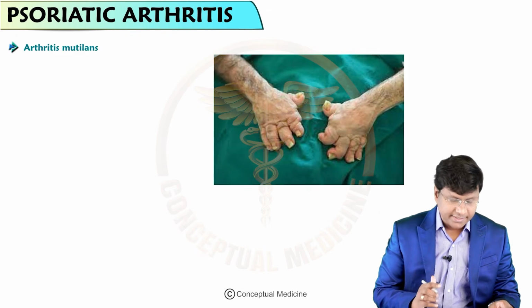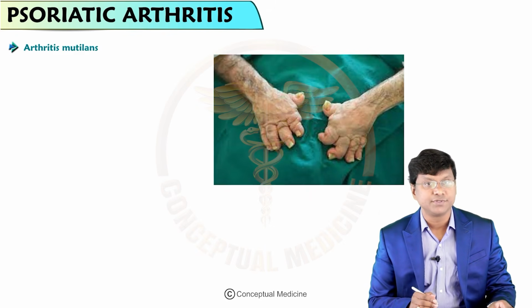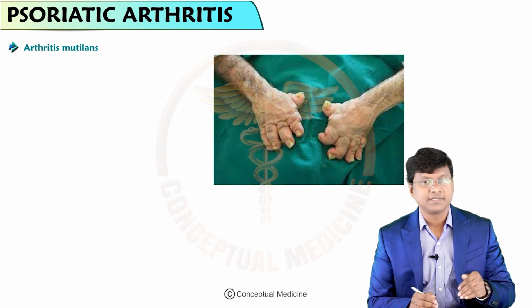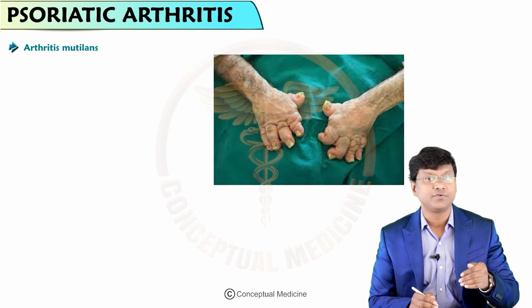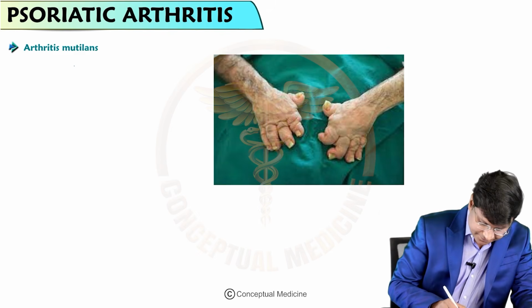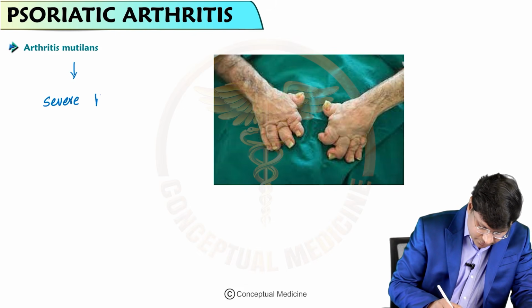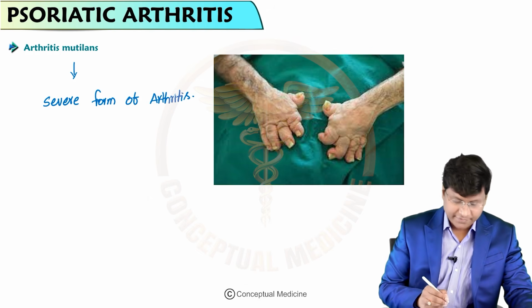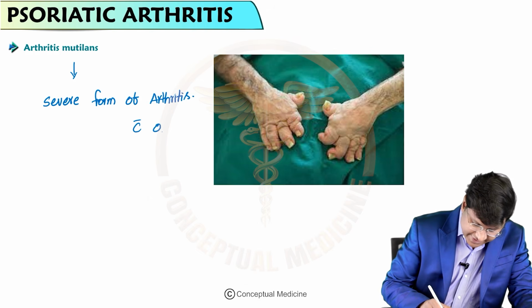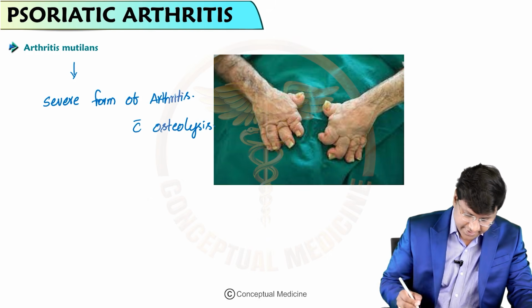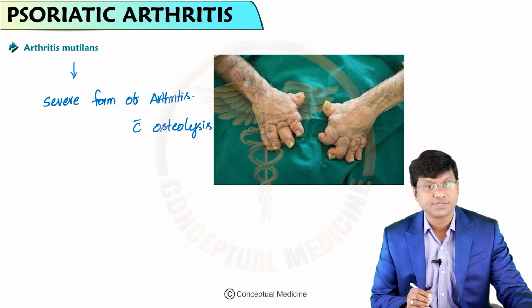Now we have another clinical entity called arthritis mutilans. What is this arthritis mutilans? It is a severe form of arthritis with osteolysis, right? So that is your arthritis mutilans.